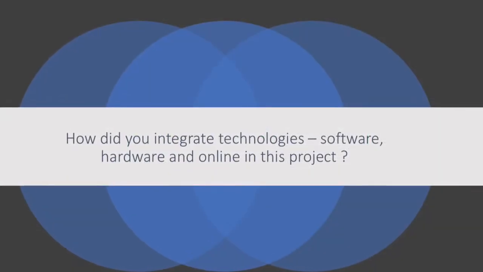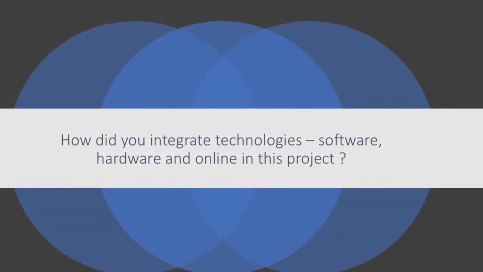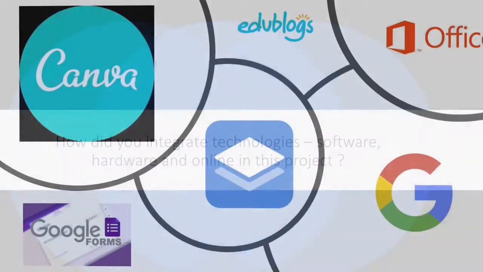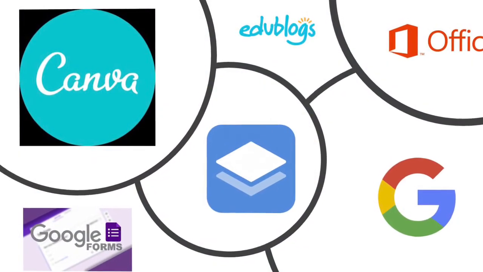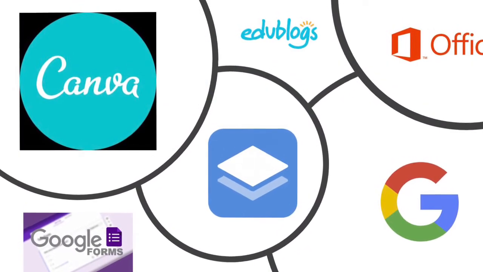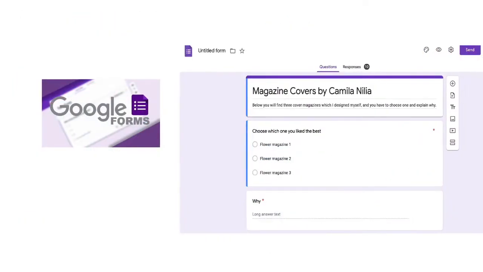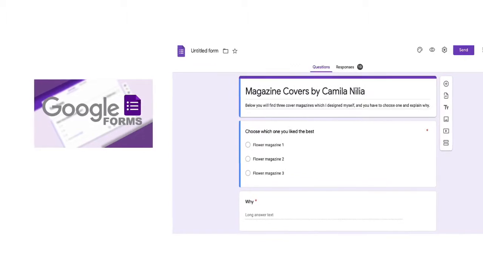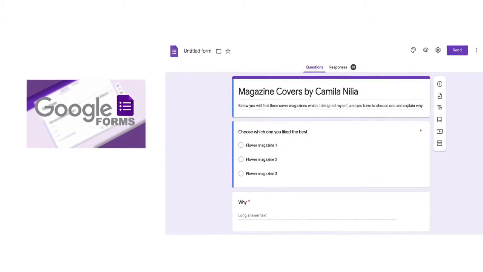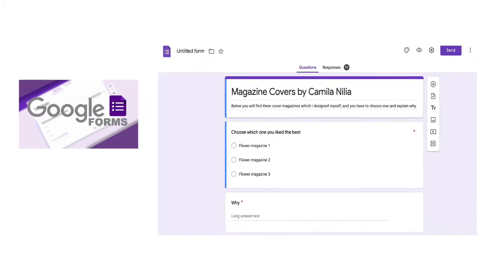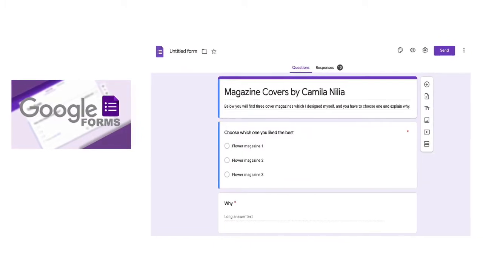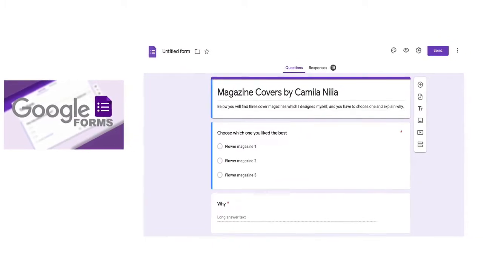How did you integrate technologies, software, hardware, and online in this project? The applications that I integrated throughout the whole project were Office, RemoveBG, Canva, EduBlogs, and Google Forms. To give you an idea, I used Google Forms to conduct the survey over which magazine cover I should stick with the most. By using this survey, it allowed me to get different points of view on which ideal cover for my magazine would be.